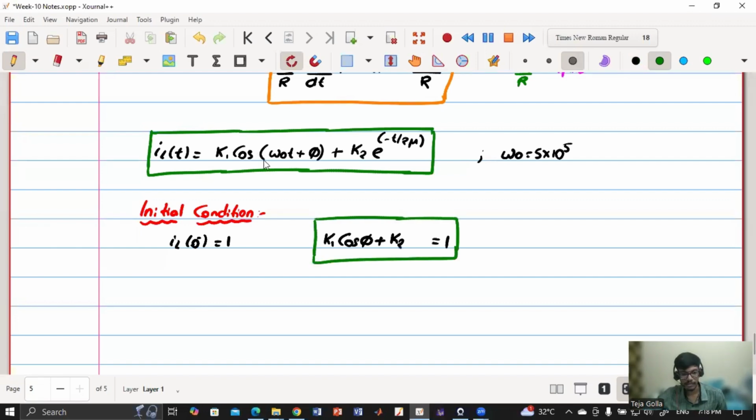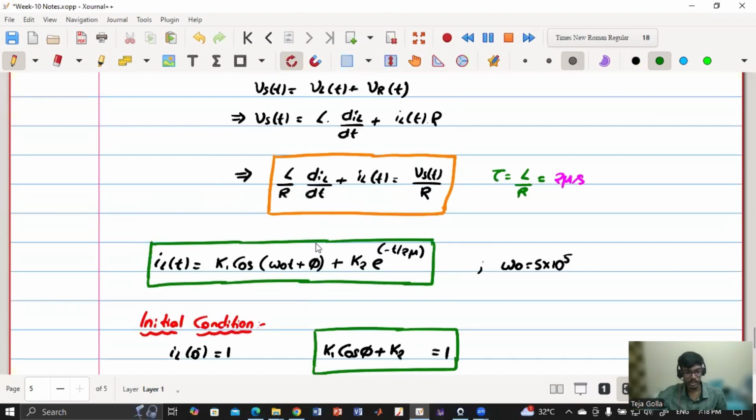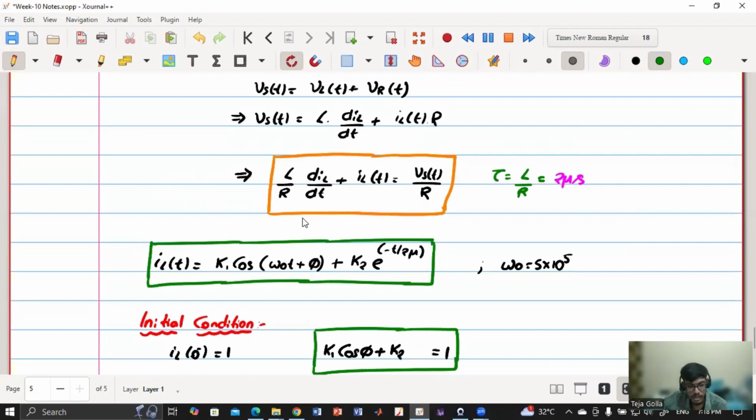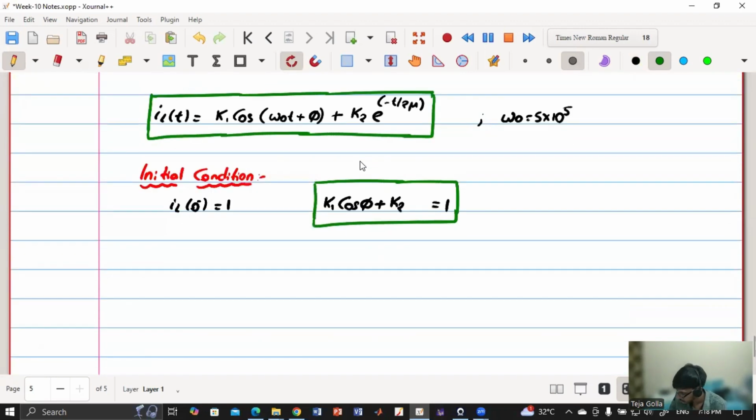Now for the second equation, we have to substitute this in the differential equation, right? So that we can do, substituting the solution.